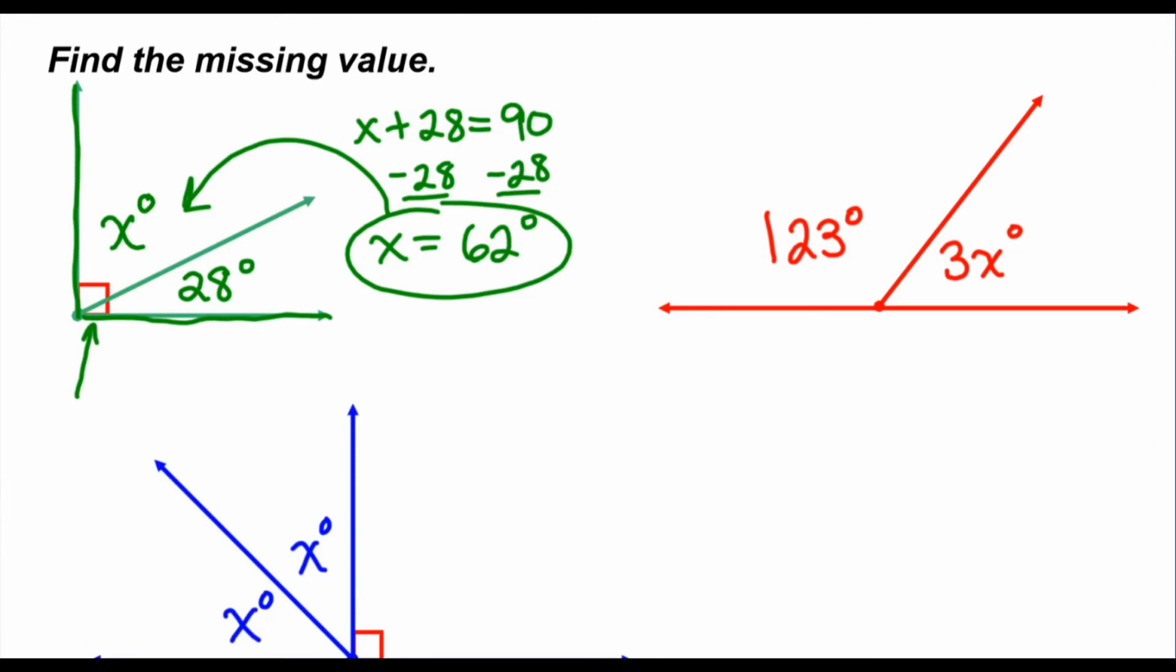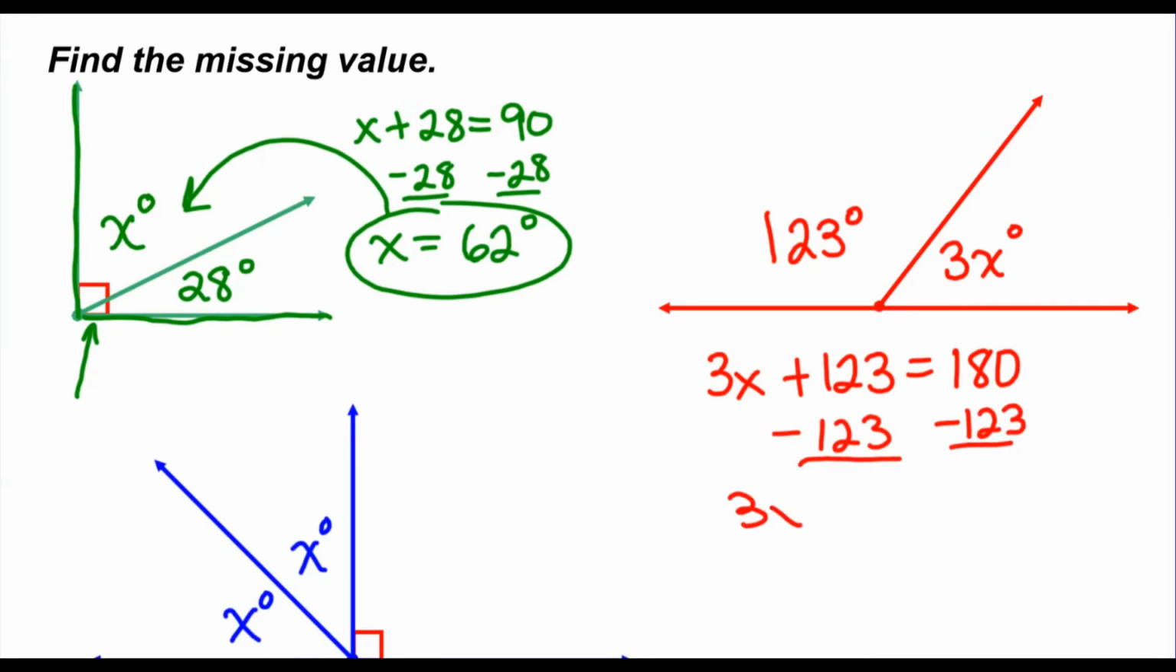If you look at the red angles, I can see that this 123-degree angle and the 3x-degree angle, when I put them together, form a straight line. So I know that these two angles are supplementary. That means they add up to 180 degrees. So 3x plus 123 is 180 degrees. If I solve this equation, I'll take away 123. 3x equals 57, and then divide by 3. x is 19.